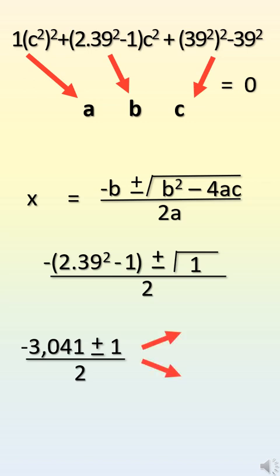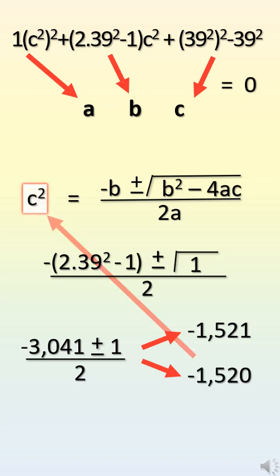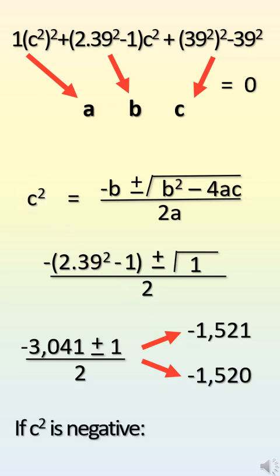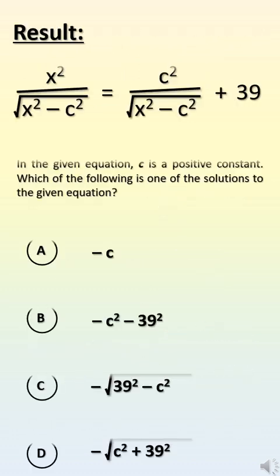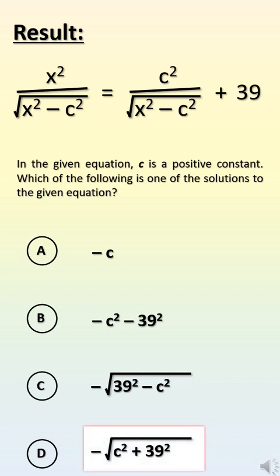And the two answers we get are minus 1,521 and minus 1,520. Remember, this is for a variable c squared. So if c squared is to be negative, that means that c cannot be an element of R. Hence, there are no real solutions. Therefore, this solution does not work. In conclusion, the answer to this question is option D, negative square root of c squared plus 39 squared.